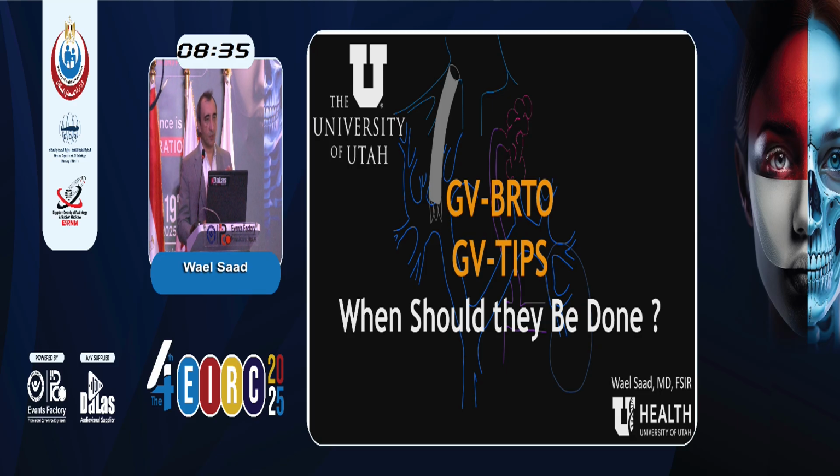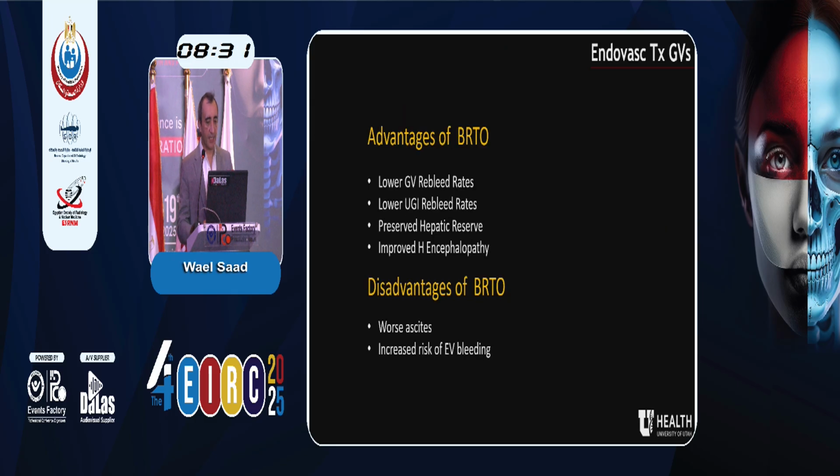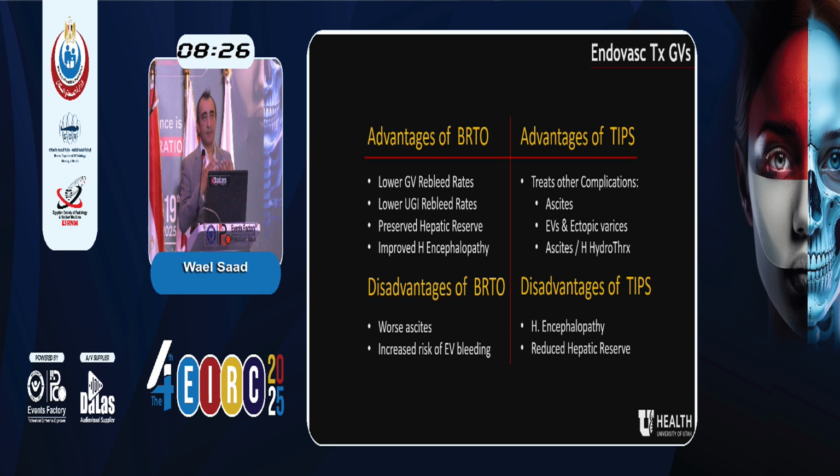When should BRTO be done versus TIPS versus both of them? This is the complicated algorithm, and you have to look at TIPS and BRTO as the exact opposite of one another. One is creation of a portosystemic shunt, the other is loss of a portosystemic shunt. One is decompressing the system, the other is compressing or pressurizing the system. So their advantages and disadvantages actually work against one another. They're actually the opposite of one another.